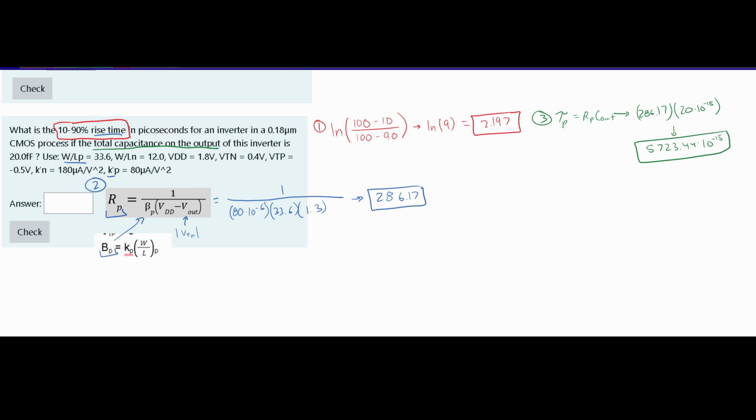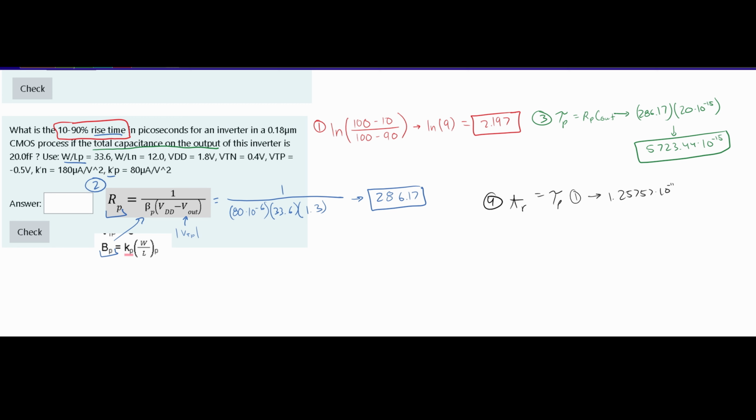The last and final step is going to be our step 4. And in step 4, we're going to solve for the rise time in picoseconds for our inverter. So this is going to be equal to the time P multiplied by what we found in step 1, so the difference. So I'll just put part 1 right here. And if we multiply these two together, we are going to get approximately 1.25757 times 10 to the negative 11.